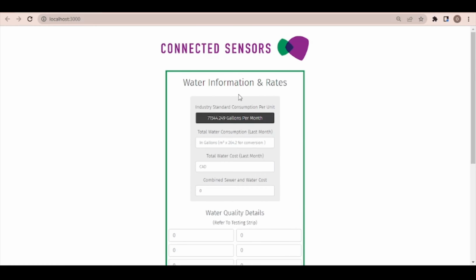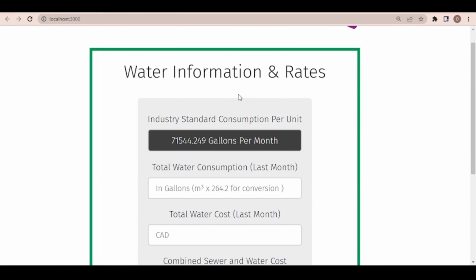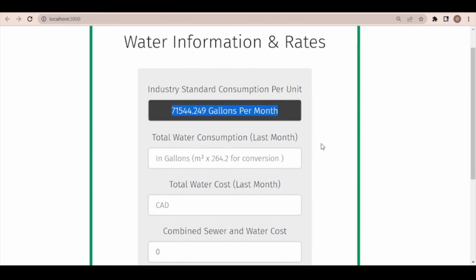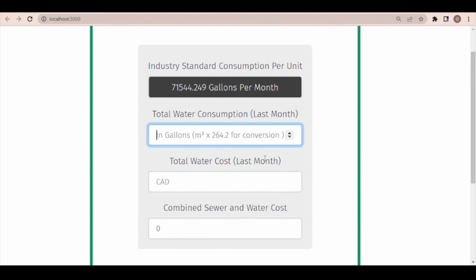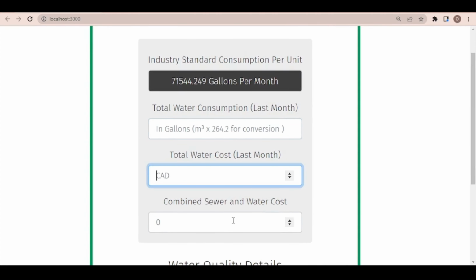In the water information and rate step, you're shown what the industry standard is per unit with regards to general water consumption. In this step, you're required to fill out the building's total water consumption, water cost, and combined sewer and water cost according to your building's last water bill.